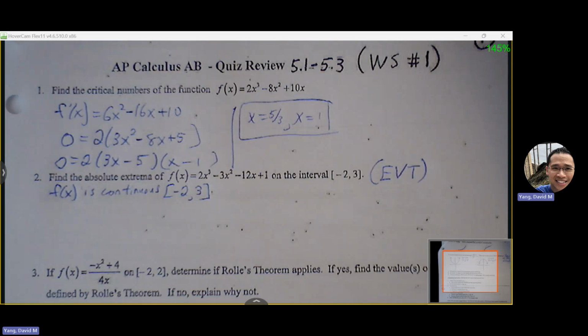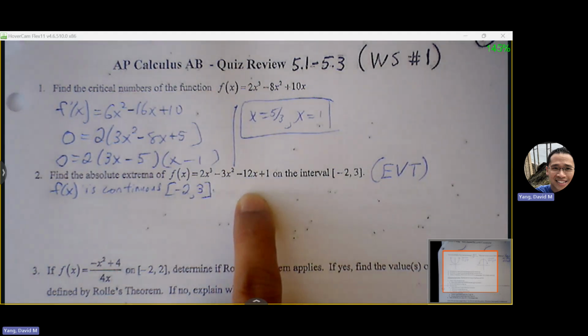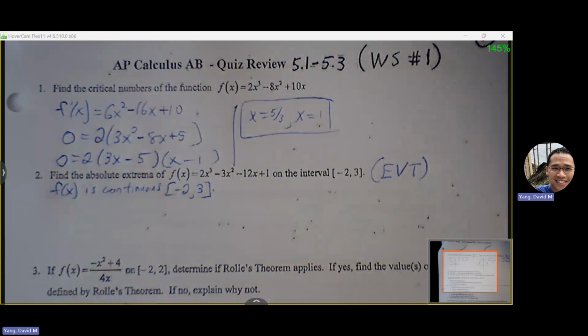that we have valid critical points. That means they have to land inside the interval. And we got to test endpoints and critical points. So a trouble spot that I see students experience with EVT is they would test the critical points, but they would forget about the endpoints. So make sure that you also include endpoints as proper candidates.